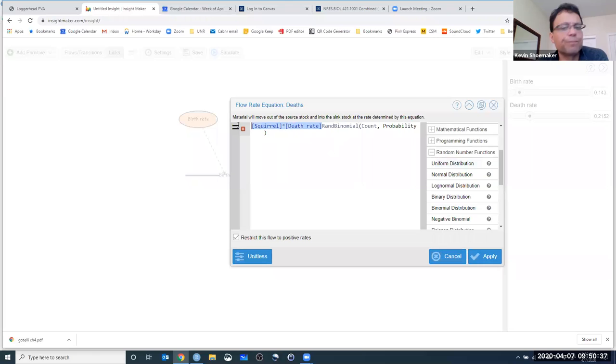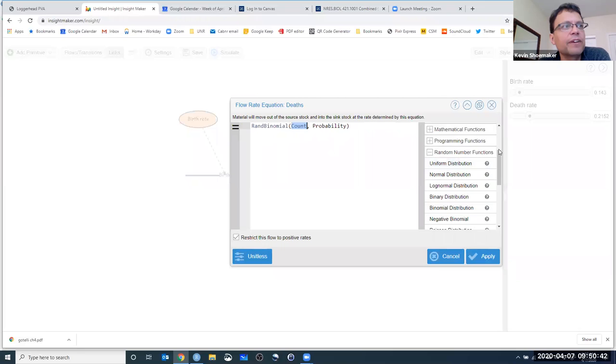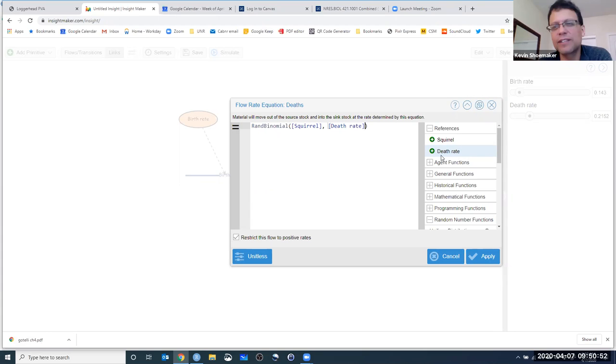And for the total number of coin flips that we're gonna do, we're gonna figure out the total number of deaths. We just put the total squirrel population in there. And we're gonna put the death rate as the probability that the coin comes out death. This coin happens to have two sides, one death and one life. It's the coin of life. And so we can hit apply.